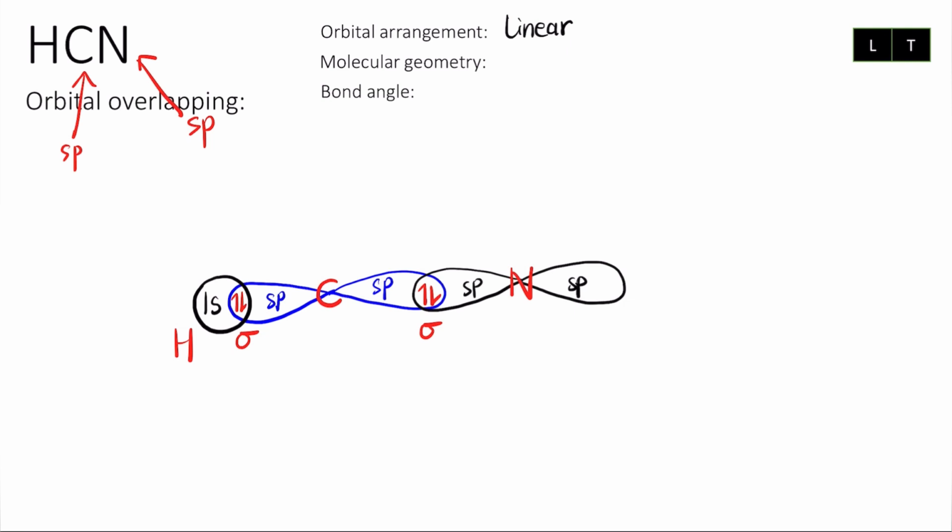Dan seterusnya, saya akan letak lone pair untuk nitrogen. Sebab nitrogen, Lewis structure dia tadi, kita ada HCN macam this one. So, dia ada lone pair. So, saya akan letak lone pair dekat sini. 1, 2. Okay, dekat hujung sana. So, ini merujuk kepada lone pair.